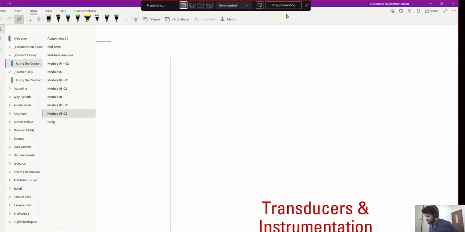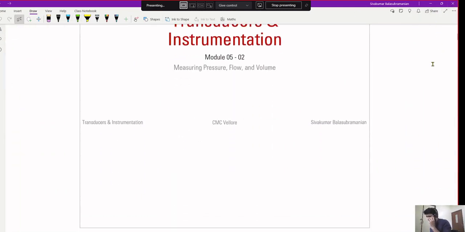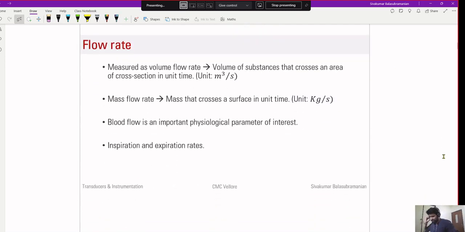We'll move on to flow measurement. Flow and volume, we'll try and cover both of them today. Often when we talk about flow rate, there are two things we could possibly be talking about. One is volume flow rate.